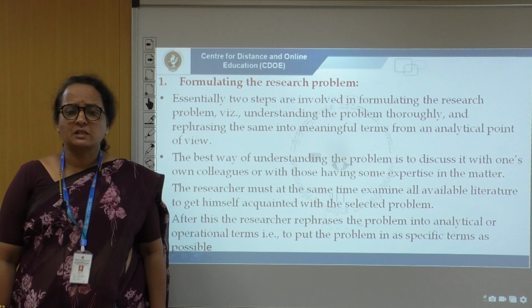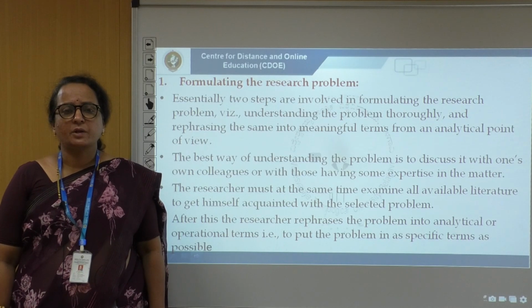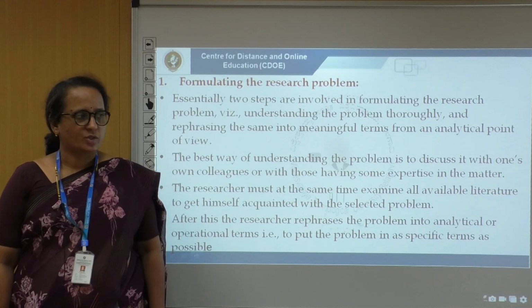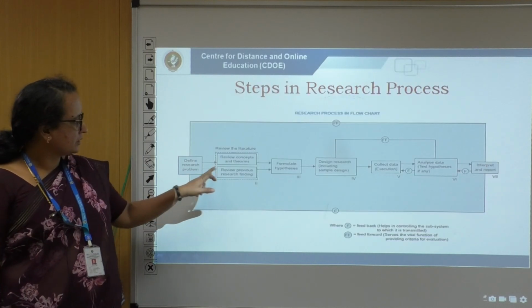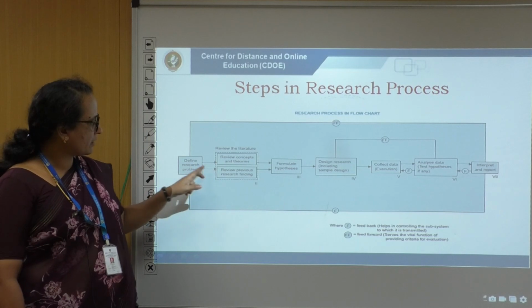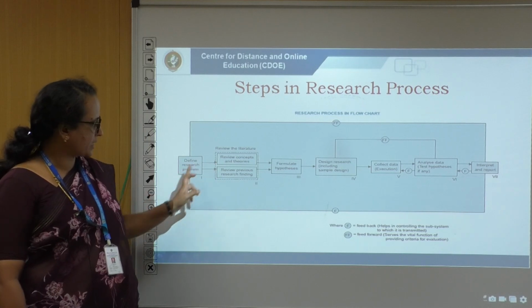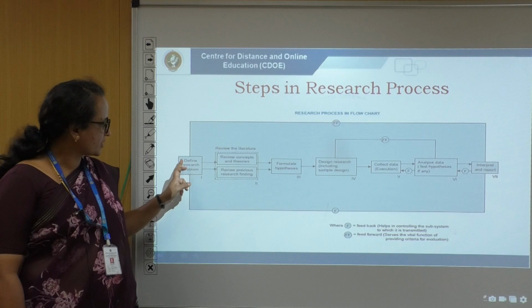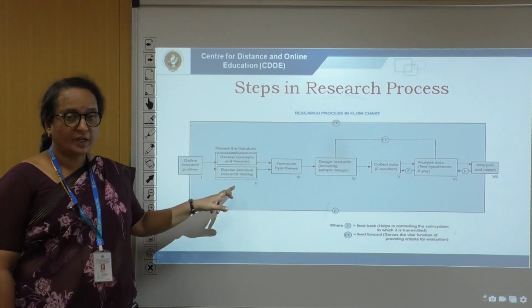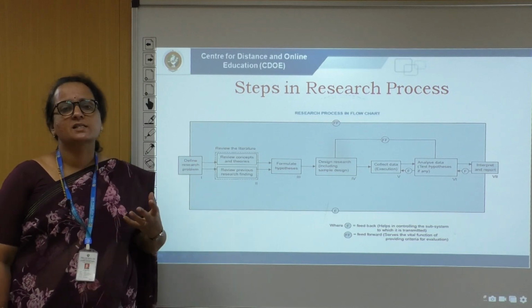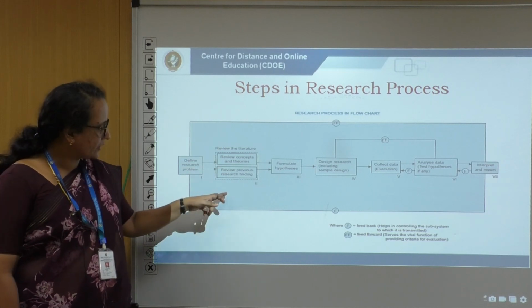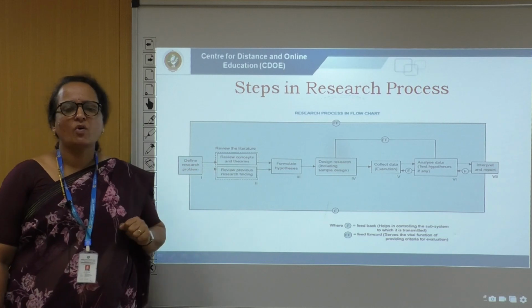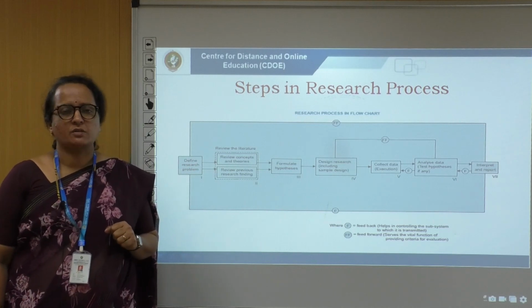The researcher must then, at the same time, examine all available literature. In the process I have explained, there is a two-way flow of information between these two steps: one is defining the research problem, two is review of literature. In order to thoroughly understand the nature of the problem, the researcher will review various literature. One is review of concepts and theories.